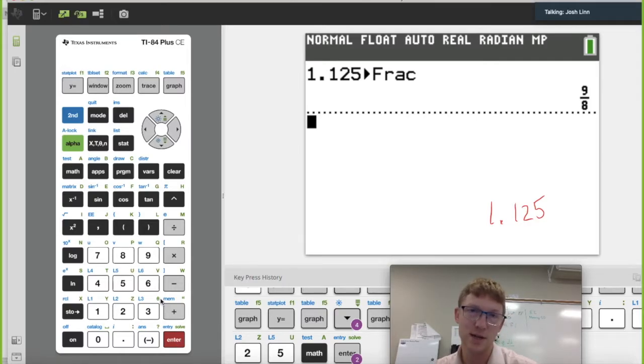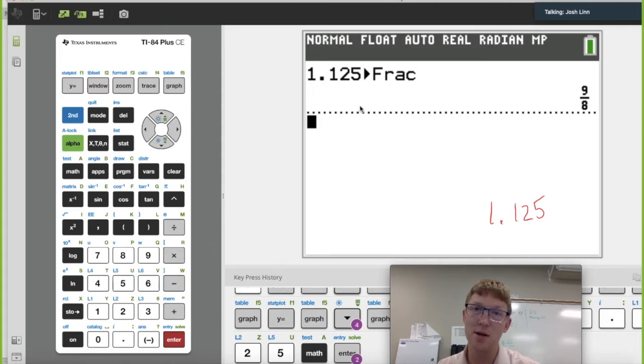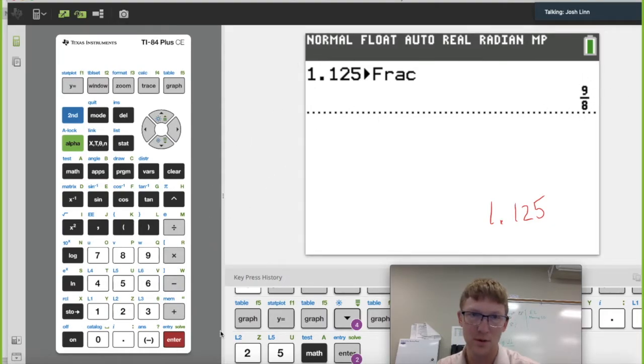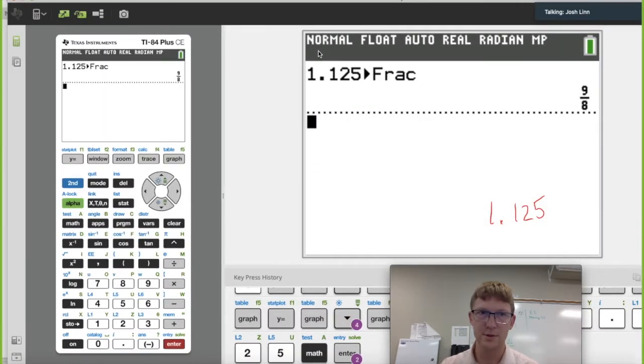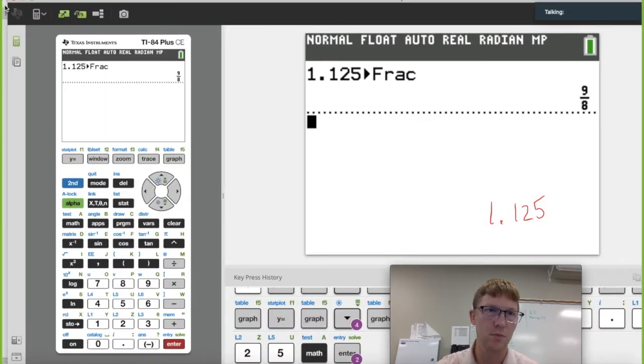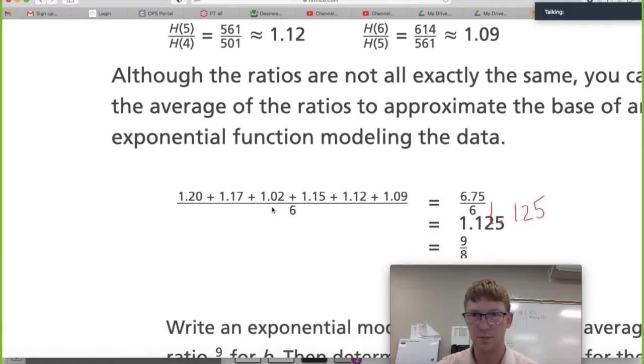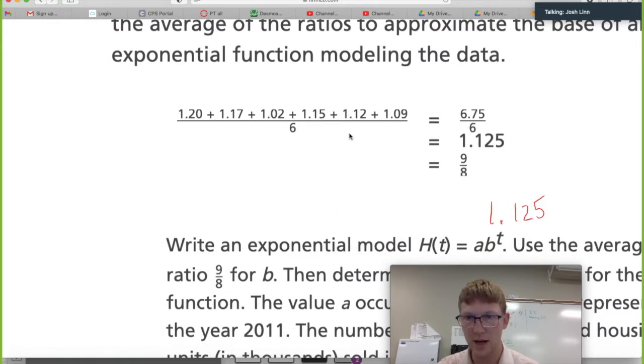So this just says turn this into a fraction, and boom, done. Now, of course, in the real world, you may not get a happy fraction. It may be crazy or weird, but you can always turn it into a fraction like that. So convenient, right? That's how you turn things into a fraction. So we've got 9 over 8, which is what they got.